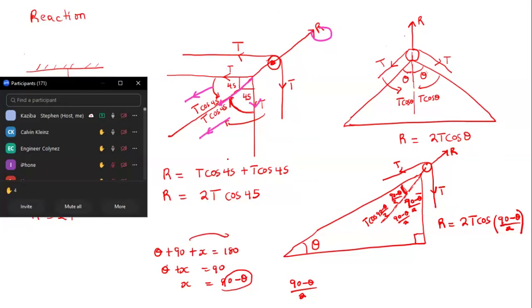Okay. Calvin, you are going to allow me to handle that in tomorrow's session when I've come with scenarios, when we have two pulleys. Oh, okay, sir. Okay, Engineer, but I'll talk about it tomorrow.